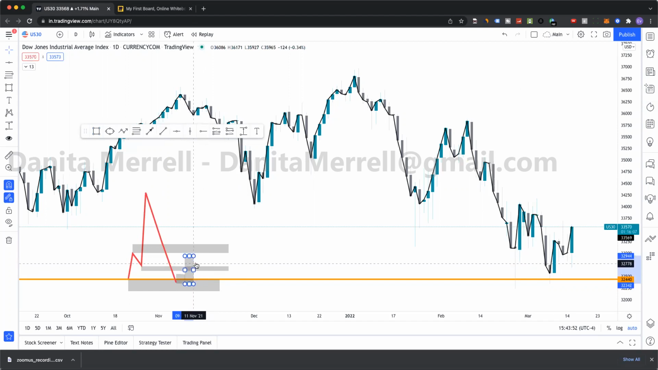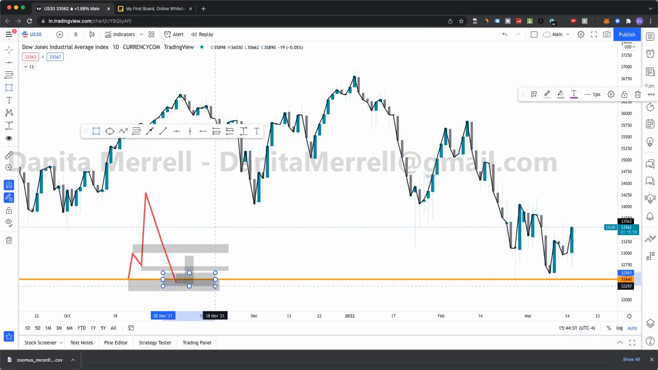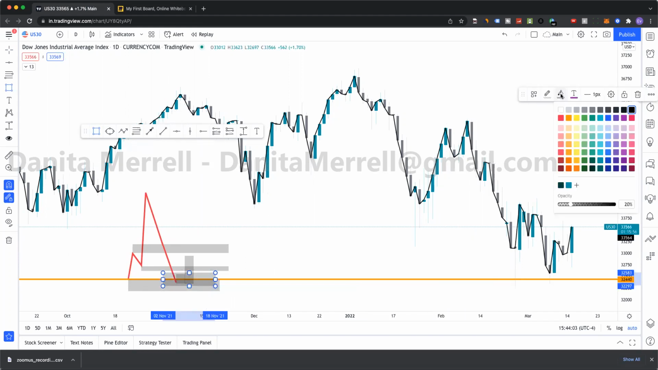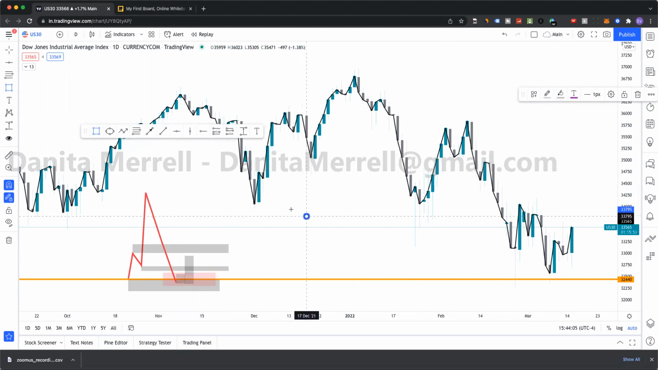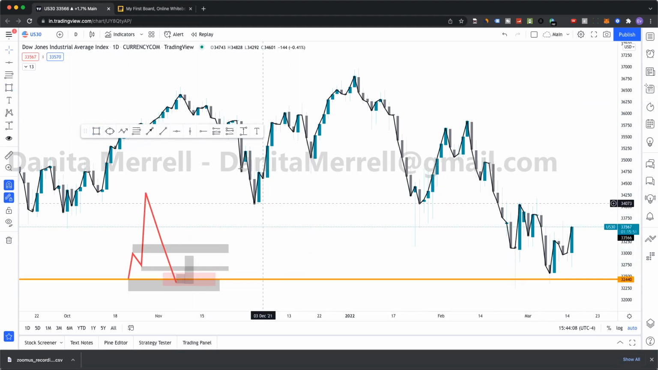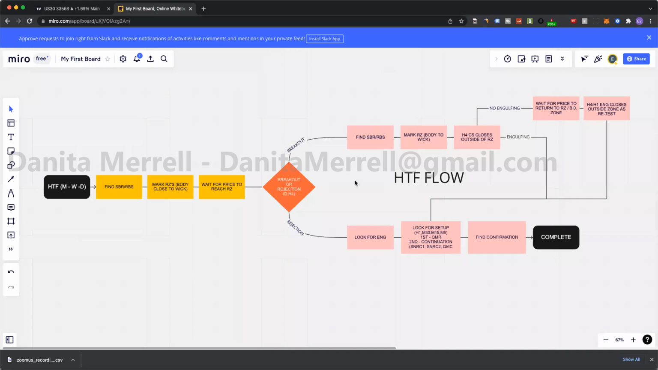Okay, we're rejecting that support level within our engulfing pattern. At this point, since we have our engulfing, we can look for our setup. Here we're going to be looking for our setups in H1, M30, M15, M5: your first QMR or your continuation. So let's say you miss it and there's a continuation pattern, we can take that.